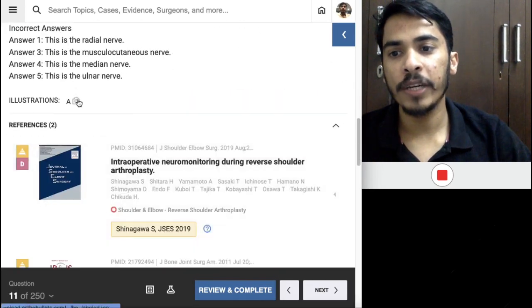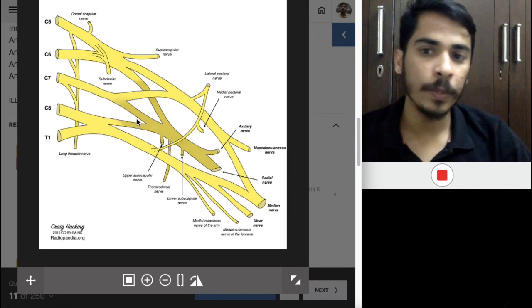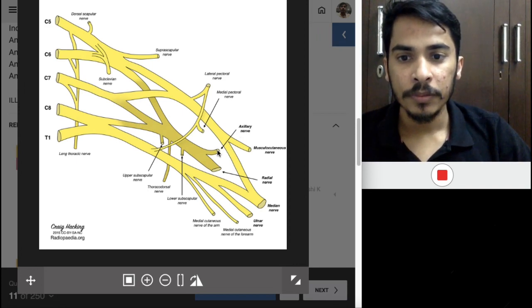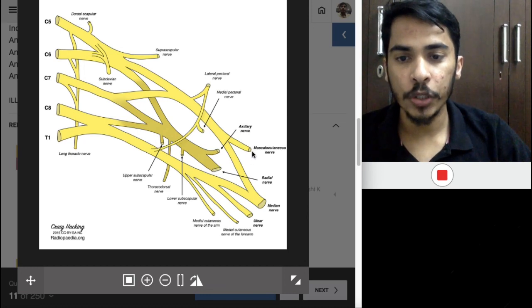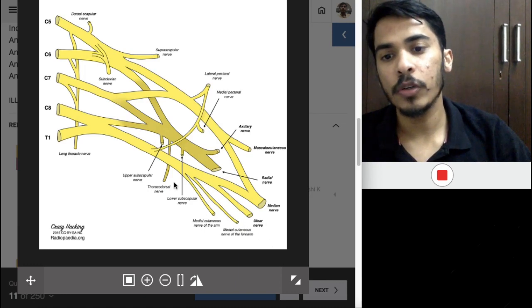So we have to identify the other nerves also. We have to know the anatomy of the brachial plexus. This is the axillary nerve from the posterior cord. This is the radial nerve. Then this is the musculocutaneous nerve. This is the median nerve coming from the lateral cord and medial cord. And this is the ulnar nerve which comes from the medial cord.